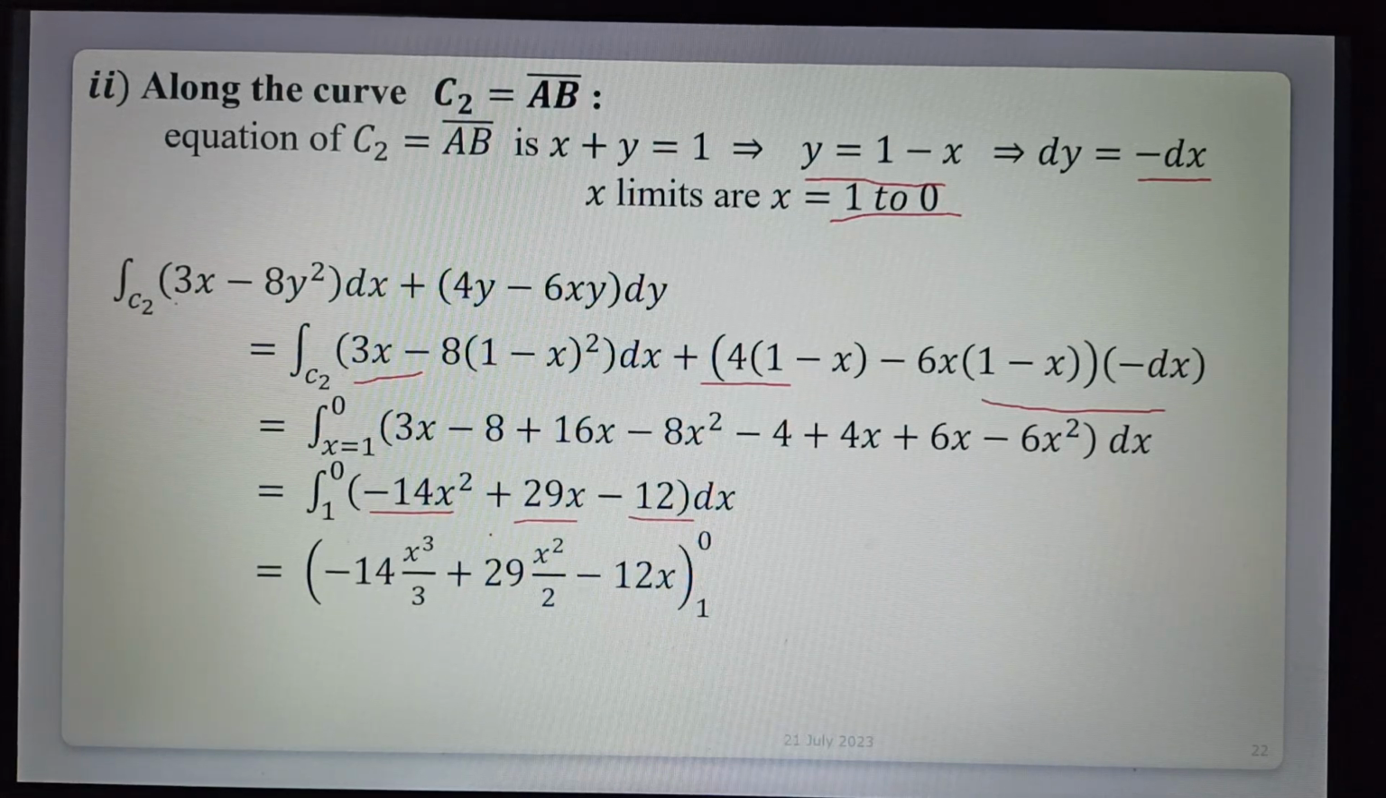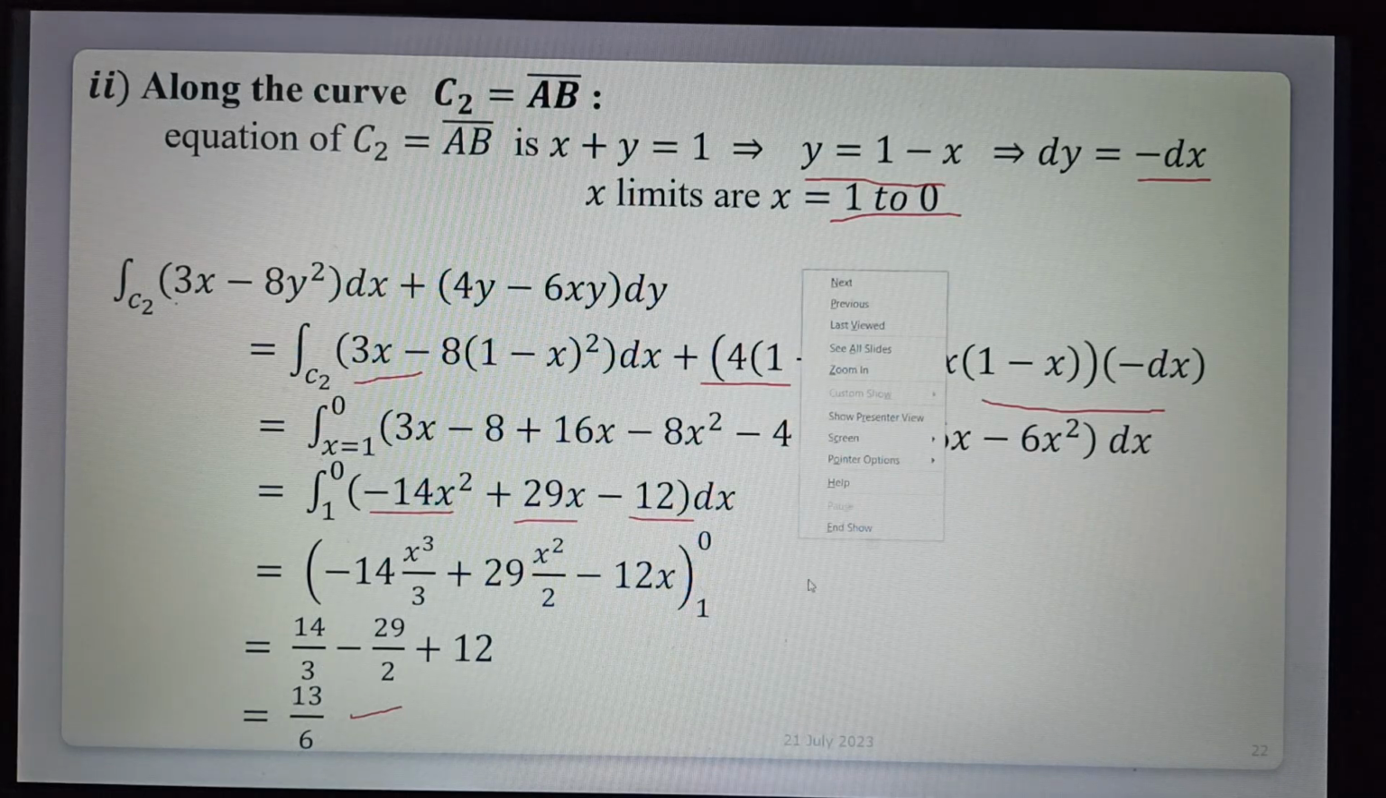That is equal, integration is minus 14 into x cube by 3 plus 29 into x square by 2 minus 12x, limits 1 to 0, upper limit 0, lower limit 1. That is equal to 14 by 3 minus 29 by 2 plus 12. That is equal to 13 by 6. This is the second one.